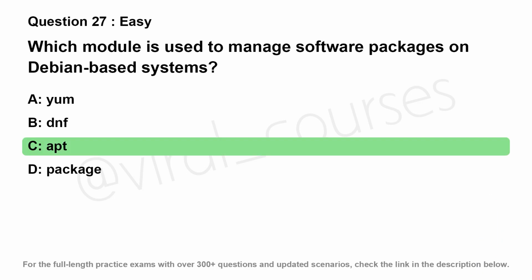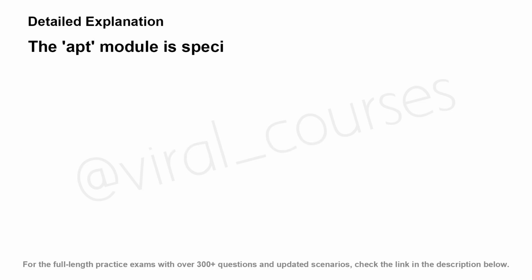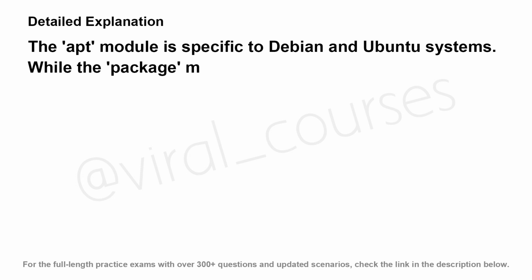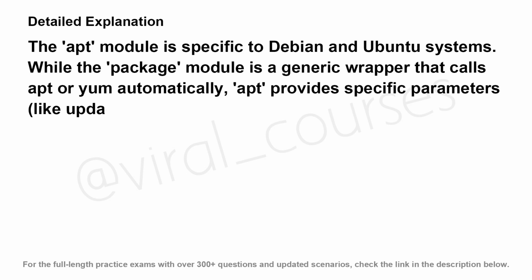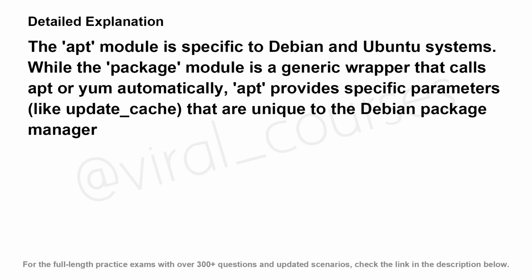The correct answer is C. The apt module is specific to Debian and Ubuntu systems, while the package module is a generic wrapper that calls apt or yum automatically. Apt provides specific parameters, like update_cache, that are unique to the Debian package manager.